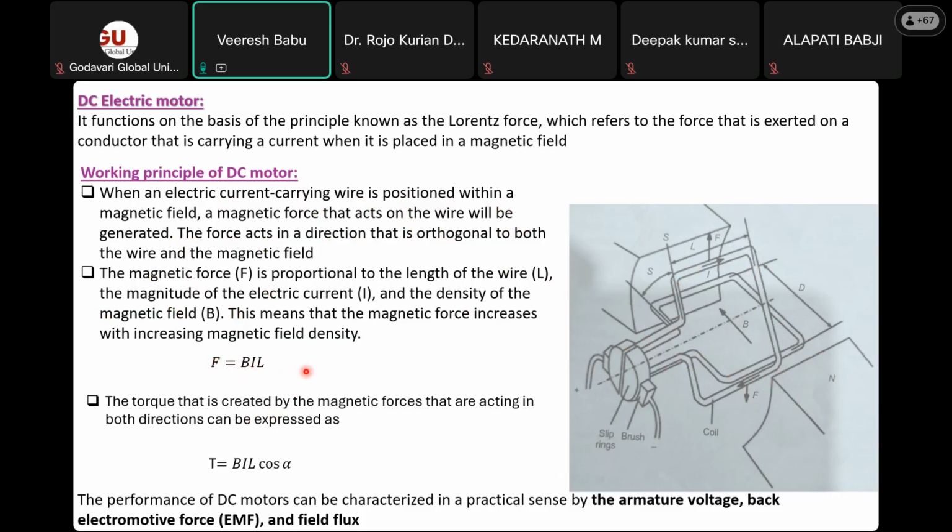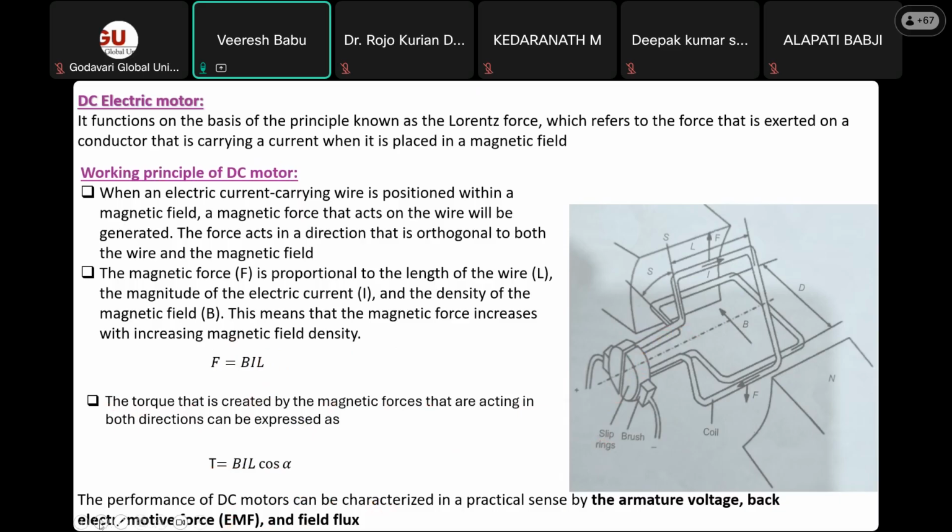We study this at the elementary school level. This torque developed is equal to force times the radius. The torque that is created by the magnetic force is going to be T = BIL cos alpha. The performance of a DC motor can be characterized in a practical sense by the armature voltage, the voltage you are giving it, as you have seen in the video, along with the electromotive force and the field flux.